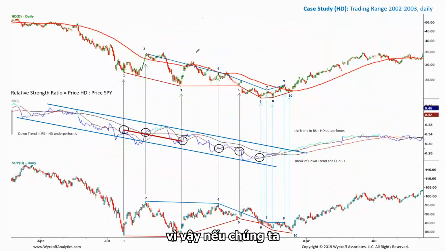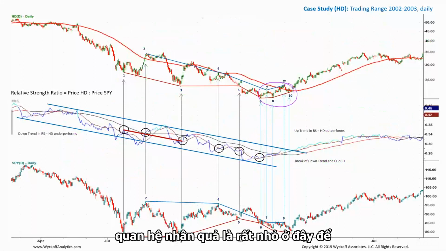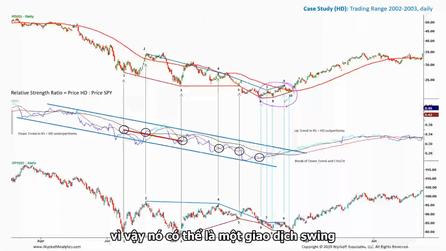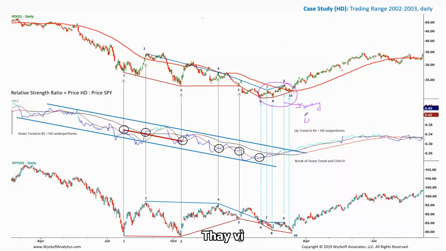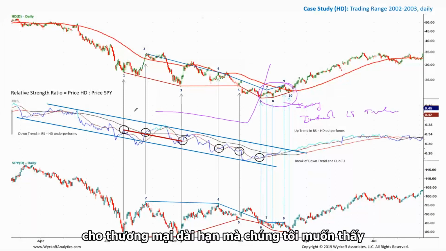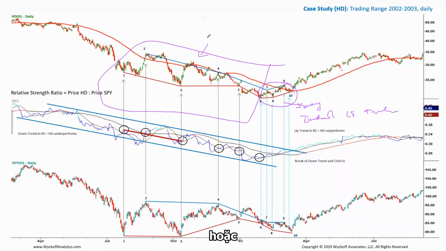So if we were thinking about long-term and short-term trades, we probably would be thinking causality is very small here to outperform. So it's probably a swing trade instead of a long-term trade. For the long-term trade, we want to see either institutional accumulation in the trading range or very aggressive buying on the way out.